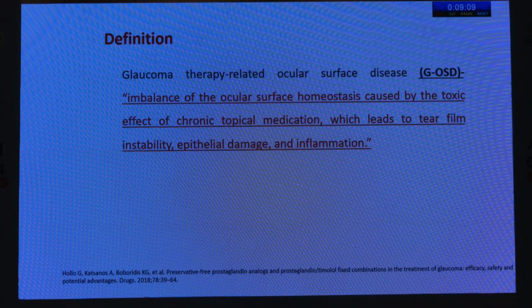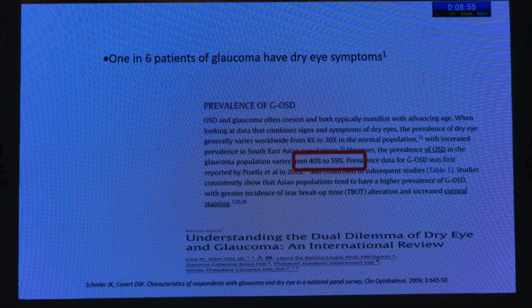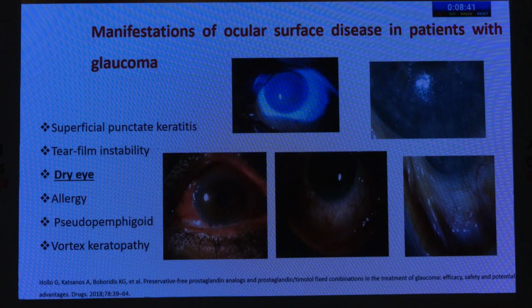Holo et al. have described glaucoma therapy-related ocular surface disorder as imbalance of the ocular surface homeostasis caused by the toxic effect of chronic topical medication, which leads to tear film instability, epithelial damage, and inflammation. Coming to the prevalence, about 1 in 6 of the patients of glaucoma have dry eye symptoms. In many of the studies, it has been shown that around 40 to 59% of patients of glaucoma have dry eye. Ocular surface disease in patients with glaucoma can manifest as varied presentations like superficial punctate keratitis, tear film instability, dry eye, allergy, pseudopemphigoid, or vortex keratopathy.